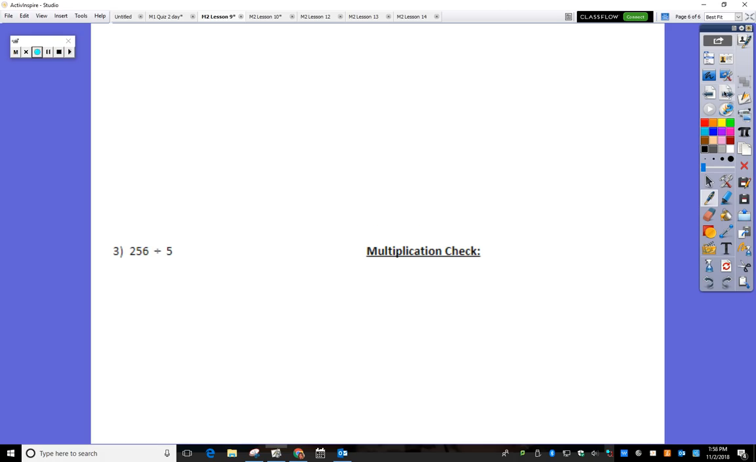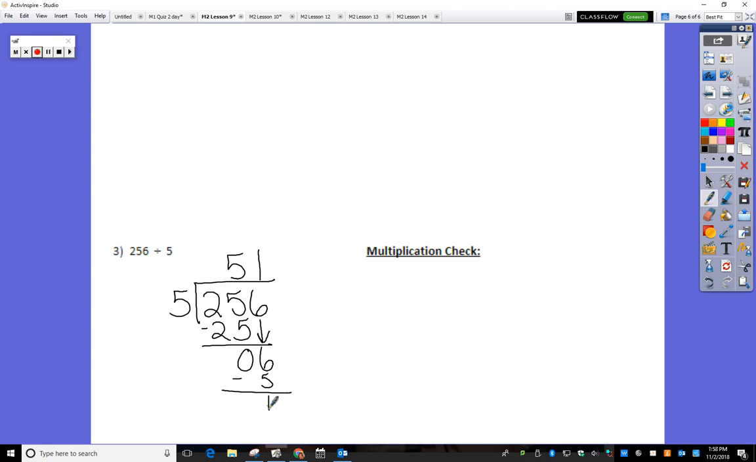Okay, with the next one, I have 2 whole numbers. I'm doing 256 divided by 5. This should be fairly simple. We have a single digit divisor. 5 goes into 25 5 times, which is 25. Bring down the 6. 5 goes into 6 1 time. And this leaves us with a remainder.